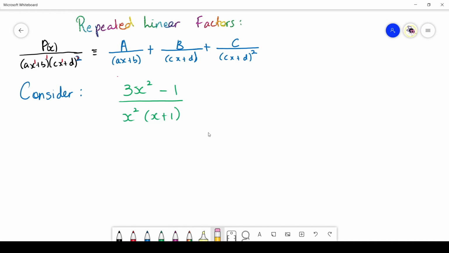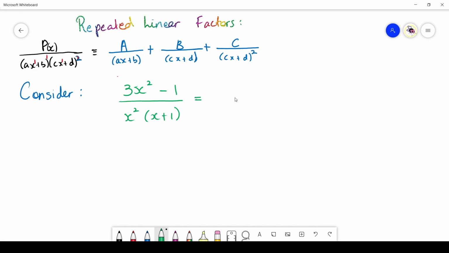And as you can see, x standing by itself, if it belonged within brackets, then within brackets, it's linear. It's a linear factor. And also the second x plus 1 is also linear. However, that first case scenario, it's to the power of 2. So that x squared is actually what you call a repeated factor.